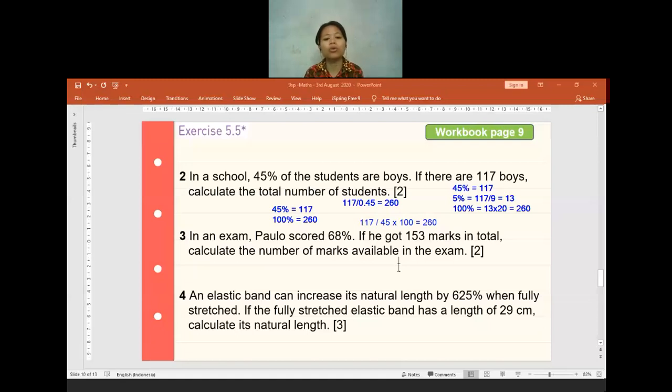In an exam, Paulo scored 68%. If he got 153 marks in total, calculate the number of marks available in the exam. So the 153 will be equal to how many percent? Anyone want to help me? 68. Yeah, so I can write 68% is equal to 153. Now we are going to find the number of marks available in the exam. So it means we have to find the total marks. If it is the total marks, it will be equal to 100%.